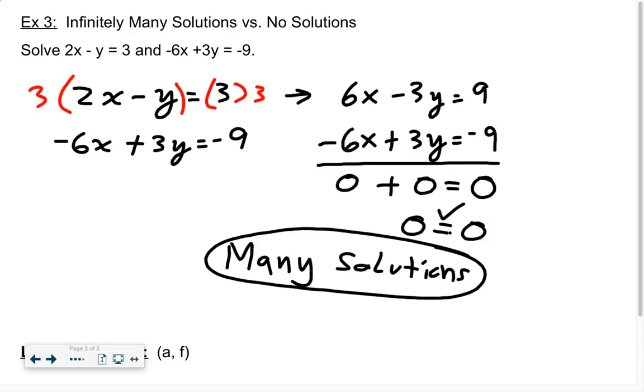Let me ask you this. If I get the statement 7 is equal to -9, what do I write? No solution. No solutions. Okay? It's the same thing that we used with substitution.